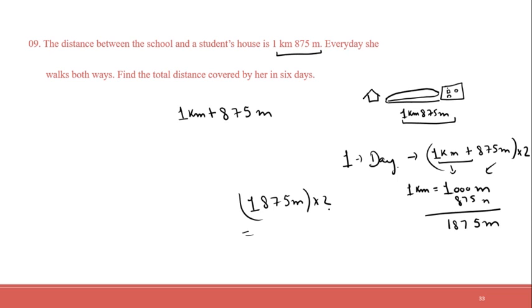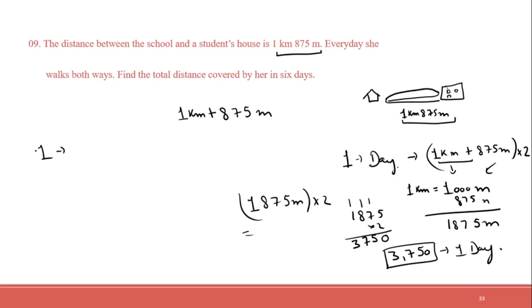How will we do it? 1875 into 2. 2 into 5 is 10, 0 here, 1 carry. 2 into 7 is 14, plus 1, 15. 5 here, 1 carry. 2 into 8 is 16, plus 1, 17, 7 here, 1 carry. 2 into 1 is 2, plus 1, it is 3. 3750, right? So this is the distance for one day. Now the question wants you to find the distance for 6 days.